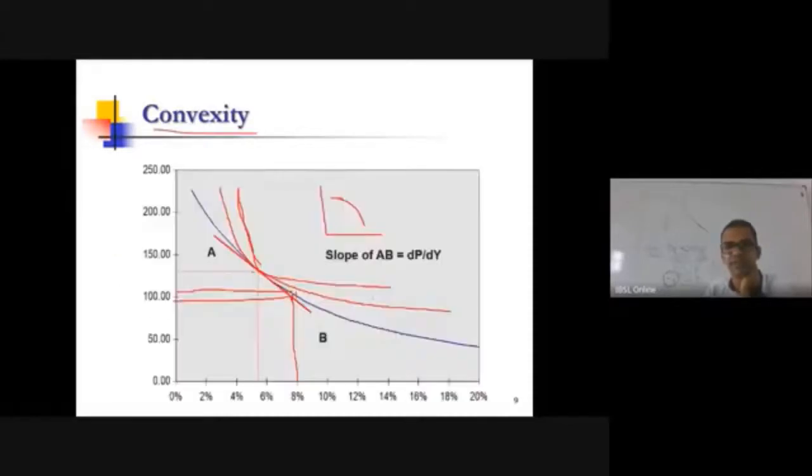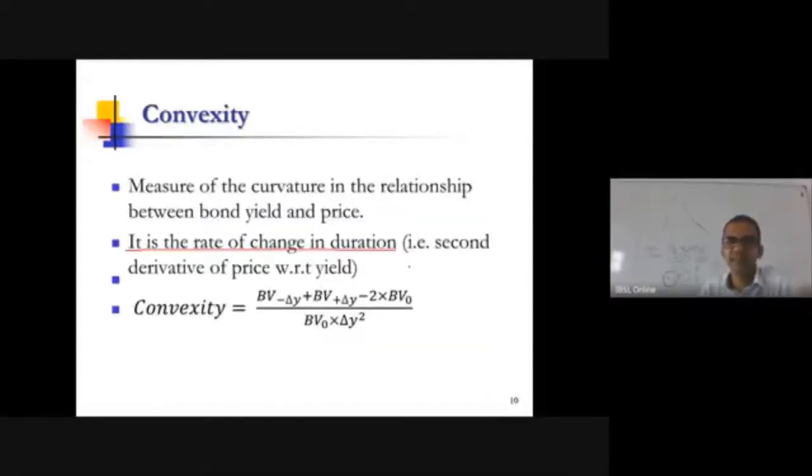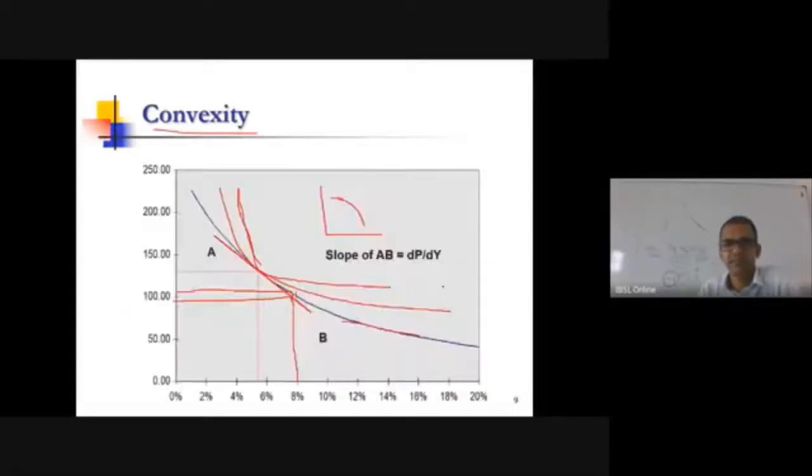So what is the duration here? This slope is higher than this slope. So the slope changes along this curve. Convexity measures at what rate the duration changes. In mathematical terms, slope is the first derivative of this curve, that price-yield relationship, that means our pricing equation.